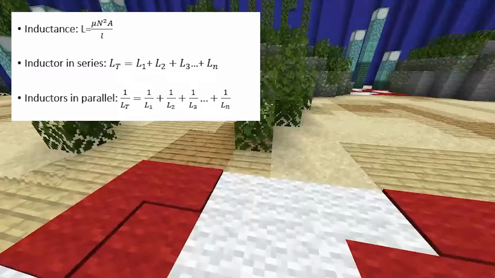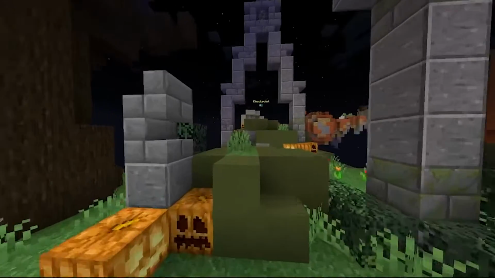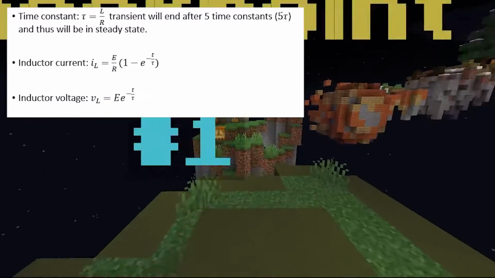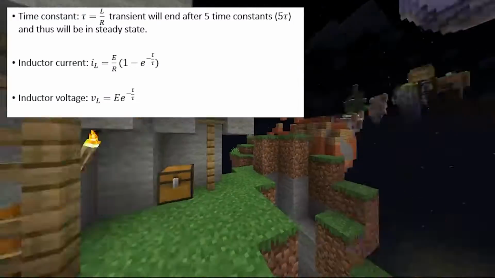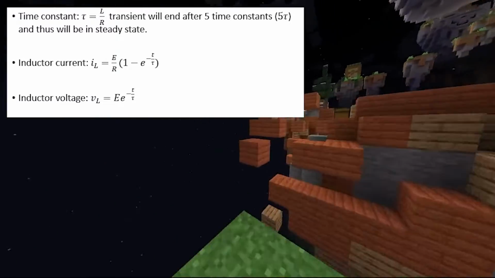Inductors act similarly to resistors and are added the same way in series and in parallel. Charging inductors are similar to capacitors. The time constant is given by tau, which is equal to inductance divided by resistance. The transient will end after a period of 5 time constants and will then be in steady state.